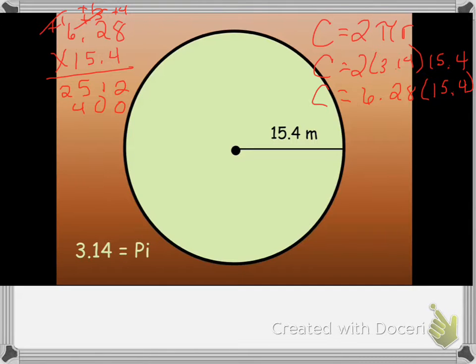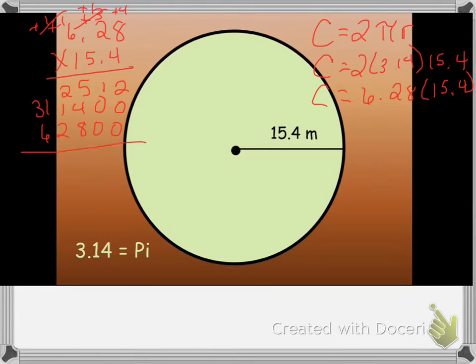5 times 2 is 10, plus 1 is 11. 5 times 6 is 30, plus 1 is 31. Then I need 2 placeholders. And I'm multiplying 1 times all of this. So I have got then 8, 2, 6.